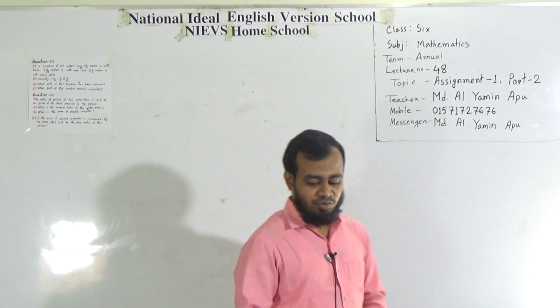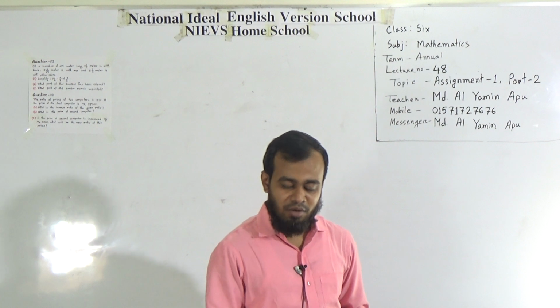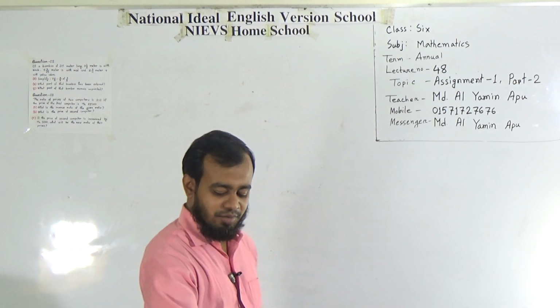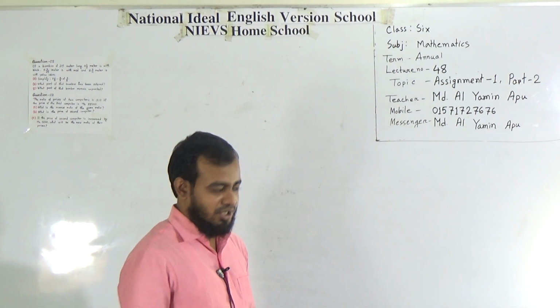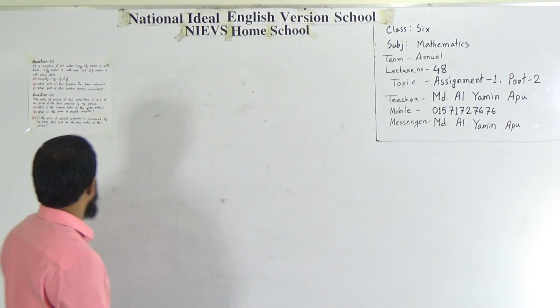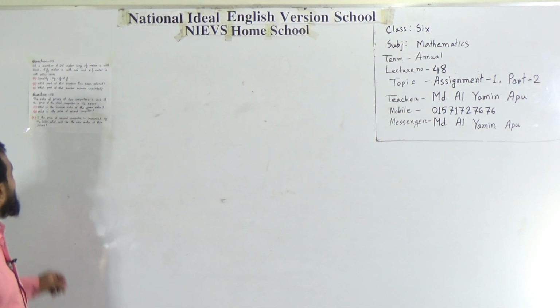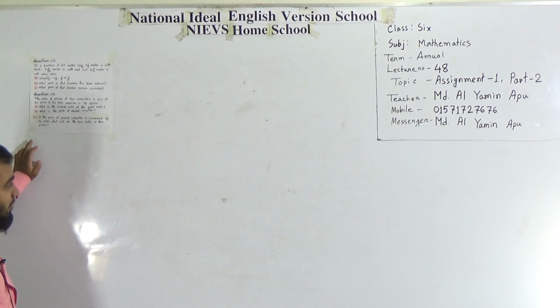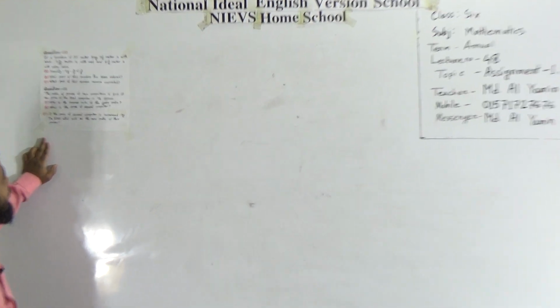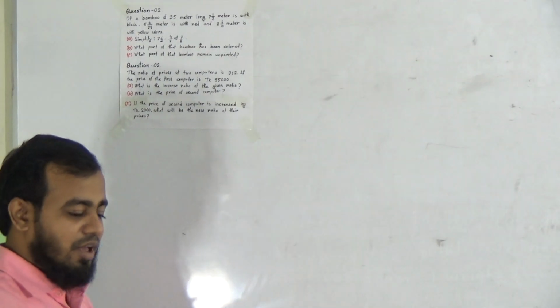In Assignment 1, Part 1, we already solved question number 1. There are 3 creative questions in your assignment. Okay, we'll solve question number 2 and question number 3 from the assignment.